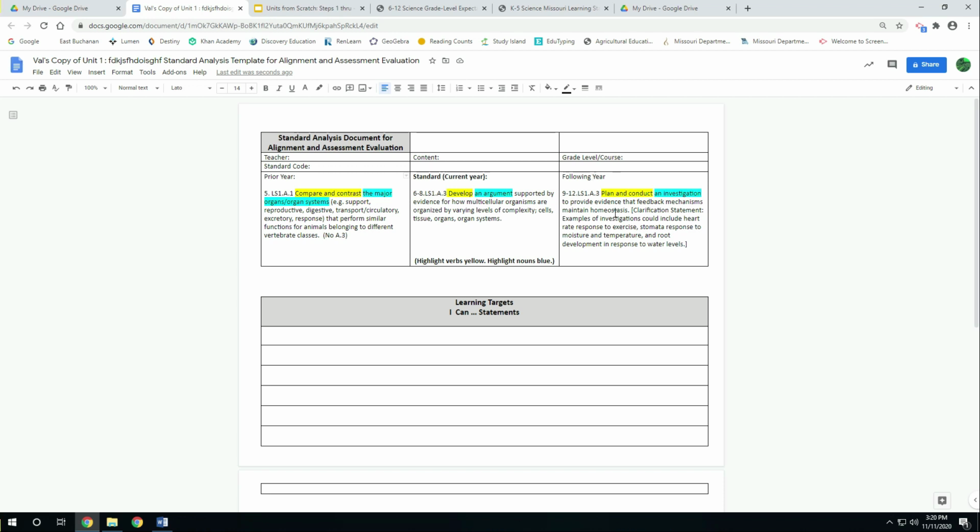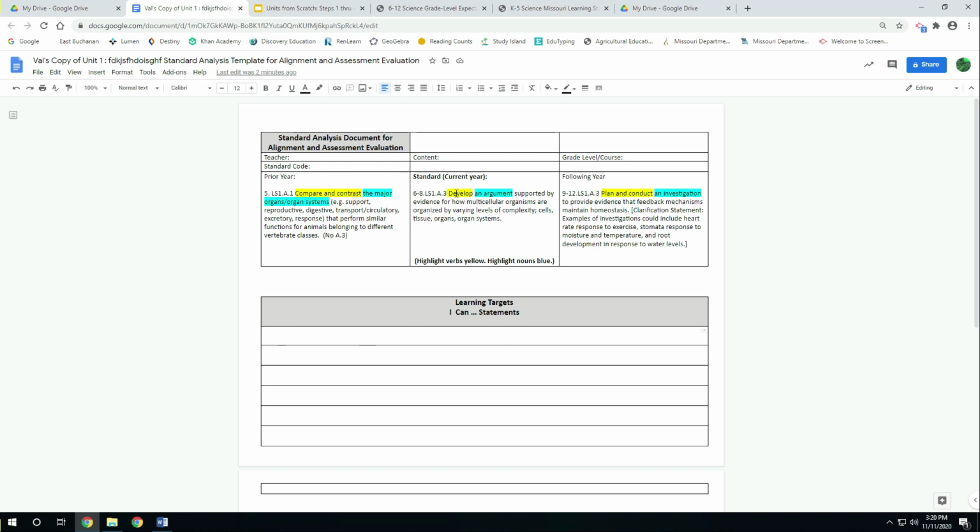So not only are we going to do some argument with evidence, but we're going to do more. We're going to actually carry out an investigation to get that evidence. So you can see how the complexity is building. That's why it's really important that I make sure I'm at my level of complexity so that I can bridge the gap between these two things. So that leads me to my learning targets.